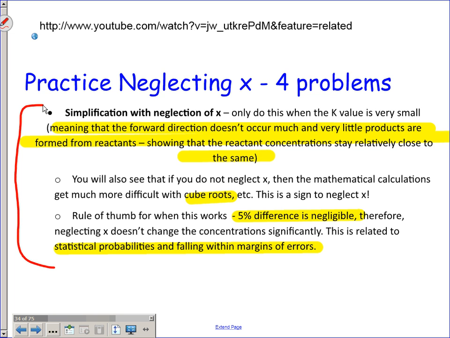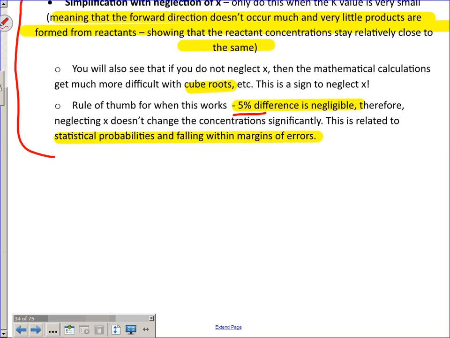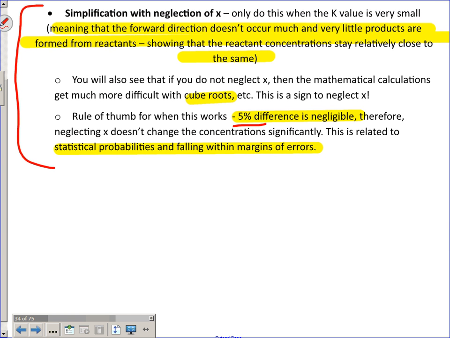The rule of thumb is that this will only work when you have less than a 5% difference of what your x value could have been to what it is right now whenever you have calculated it. So neglecting x is going to be only when your statistical probability of having a small margin of error works out. Who's taking stats? Who can explain this in chemistry terms? P-value less than 0.05 or greater? Do you know what I'm talking about?